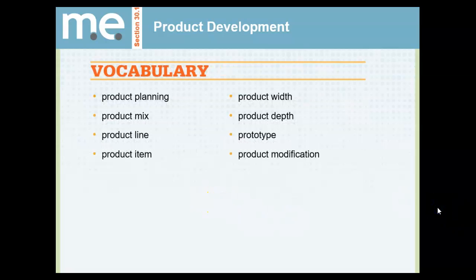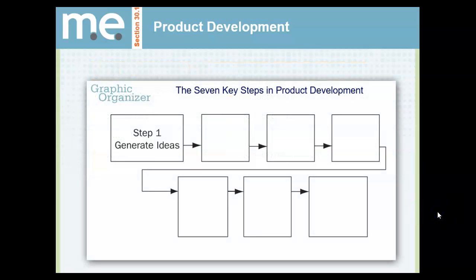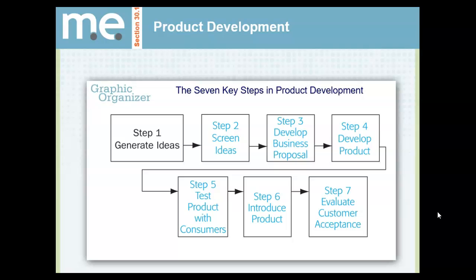So here's your vocabulary, not too much, and we'll go through it all as we go along. But here is the first step, and these are the 7 key steps in producing a product. It all starts at the beginning where we generate some ideas. Step 2 is we screen those ideas and develop a business proposal. So, what does this look like? How do we do it? What are some of the details that are going to happen?